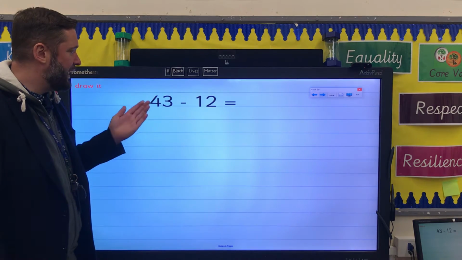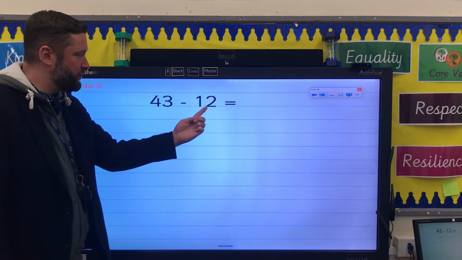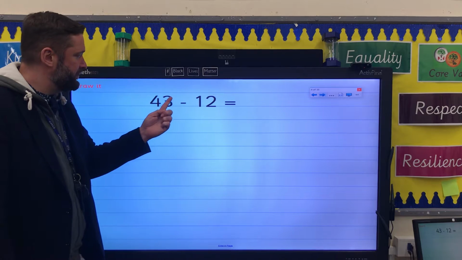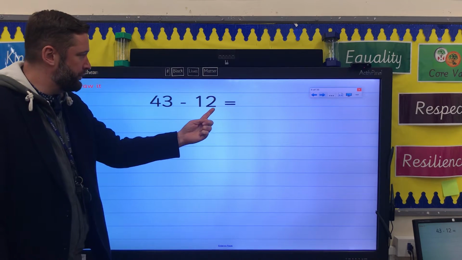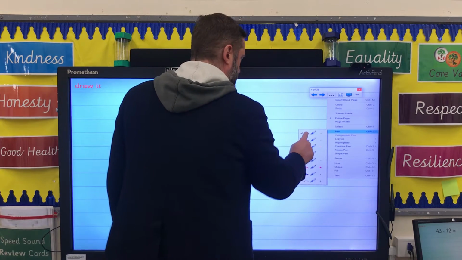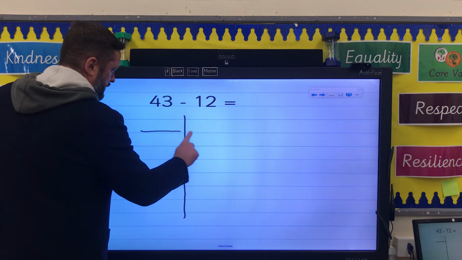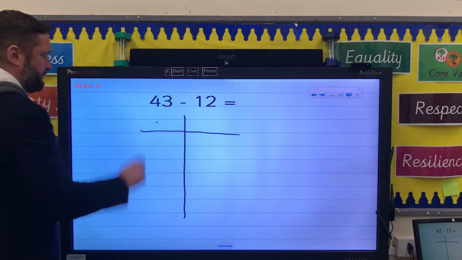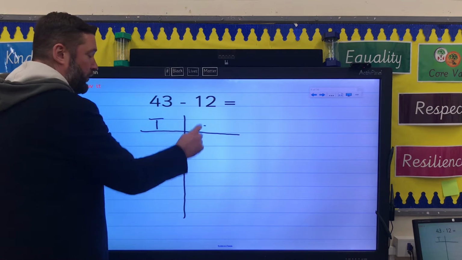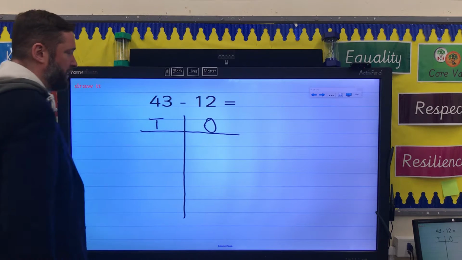Okay, read the calculation with me. 43 take away 12 equals. We can also say 43 subtract 12 equals. So I'm going to draw a place value chart. Shout out what I'm going to write here. That's right, T for tens. Shout out what I'm going to write here. That's right, O for ones.